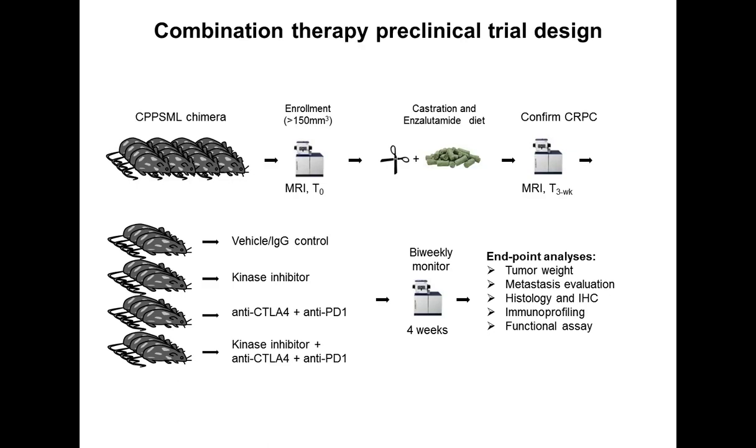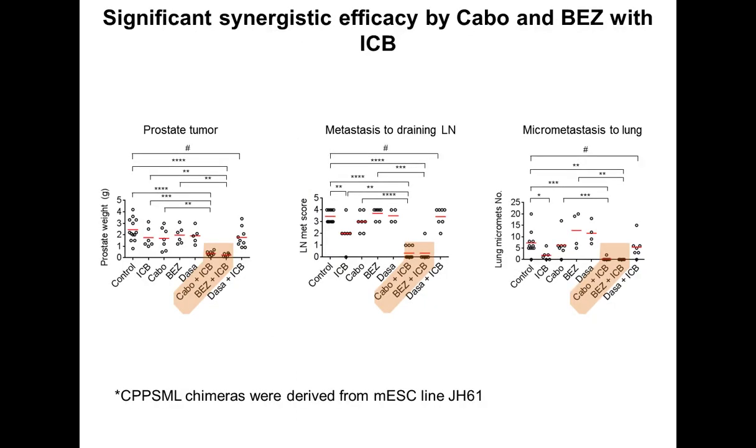And then the mice go through biweekly monitoring with MRI, and after 4 weeks, they go to the endpoint analysis, which includes tumor weight measurement as well as some histology and molecular analysis. So that's the basic flowchart of our experiments.